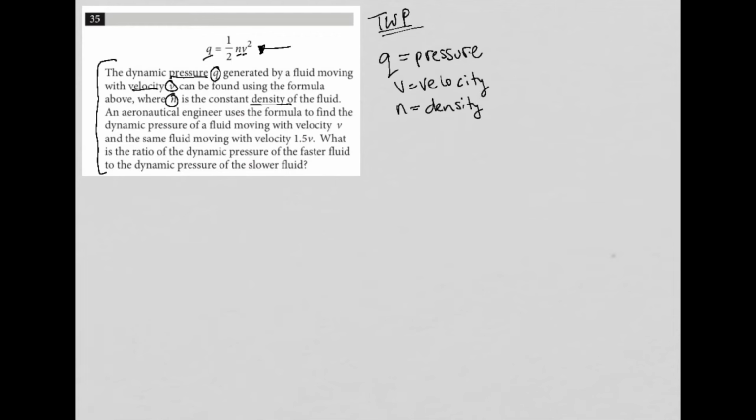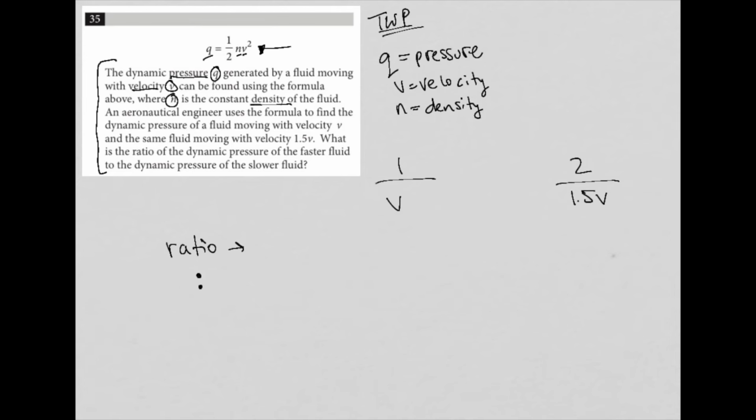Okay, an aeronautical engineer uses the formula to find the dynamic pressure of a fluid moving with velocity v and the same fluid moving with velocity 1.5 v. Okay, so we have two different fluids, right? So for one, we just have v, but for fluid two, we have 1.5 v. What is the ratio of the dynamic pressure of the faster fluid? So ratio on this test automatically means fraction. We're never going to use the colon form of ratio, right?